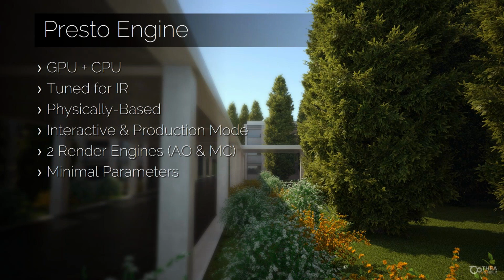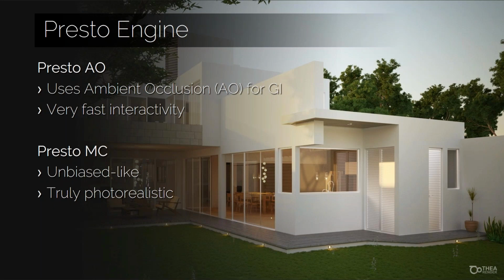Presto AO uses ambient occlusion to mimic a part of the GI, giving very fast interactive feedback, and it can even be used for final renderings. Presto MC, on the other hand, can be considered as an unbiased-like engine. It uses the logic of an unbiased engine, but with extra tuning that reduces render times, but also adds bias in the final result. That can be reduced by increasing the tracing depth of the scene. It's a truly photorealistic engine due to its unbiased-like nature.